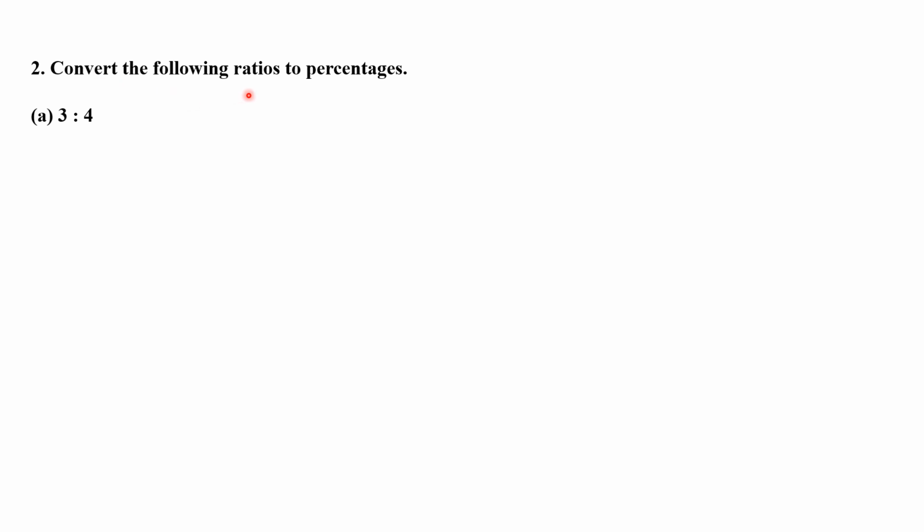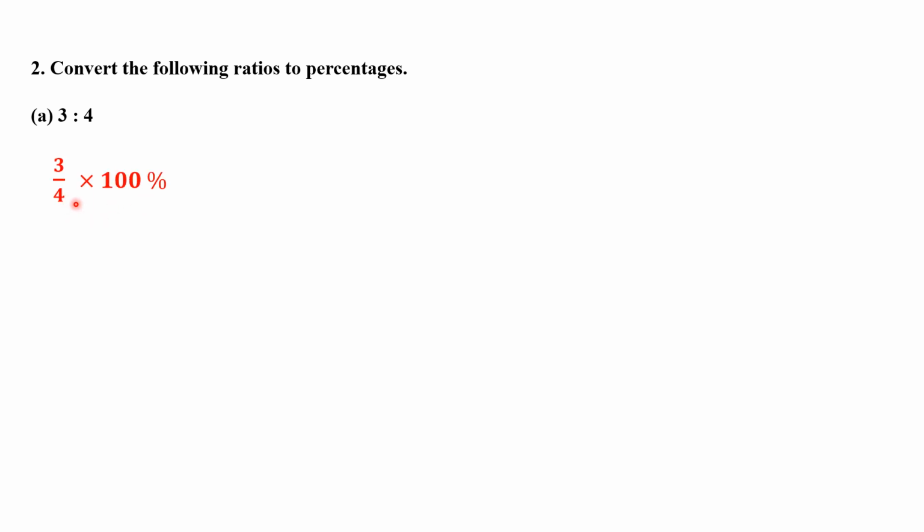Question number 2. Convert the following ratios to percentage. Now first is 3:4. If you try to recall, in my first video I mentioned that to convert a ratio to a percentage, you have to write this ratio in fraction form like 3 by 4, and then multiply by 100 and put the percent sign. So it will be 3 by 4 into 100%.